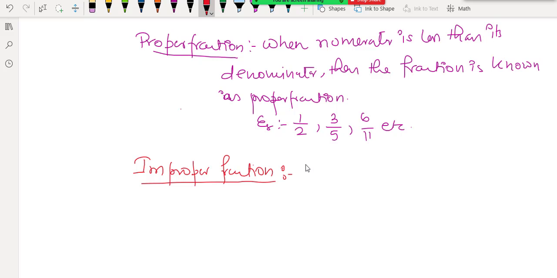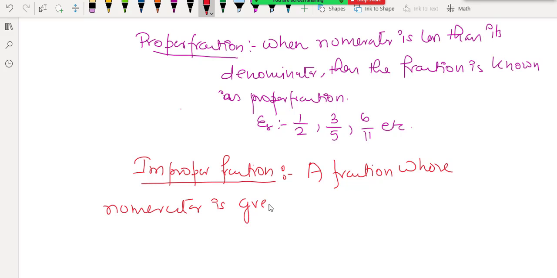A fraction, when numerator is, or we can also write it as, a fraction whose numerator is greater than or equal to its denominator.